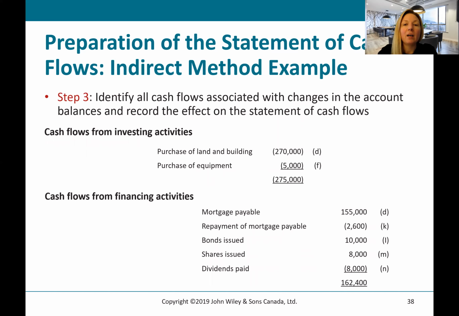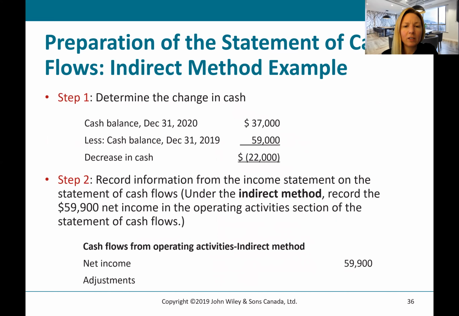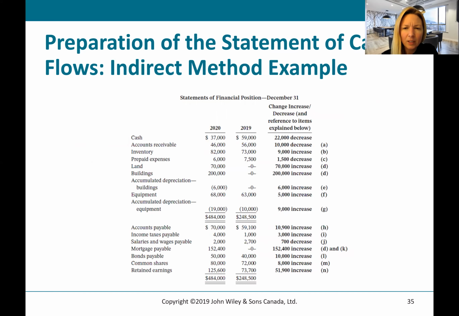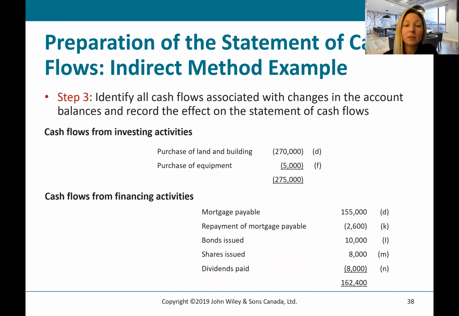Number 3 is going to be our investing activities. So we need to figure out what's going on with PP&E and equipment. Let's see what we've got here. We were told that the company obtained a mortgage to help finance the acquisition of land. Is there anything on here? You can see that our buildings account went up by $200,000. So we must have purchased a building for $200,000.